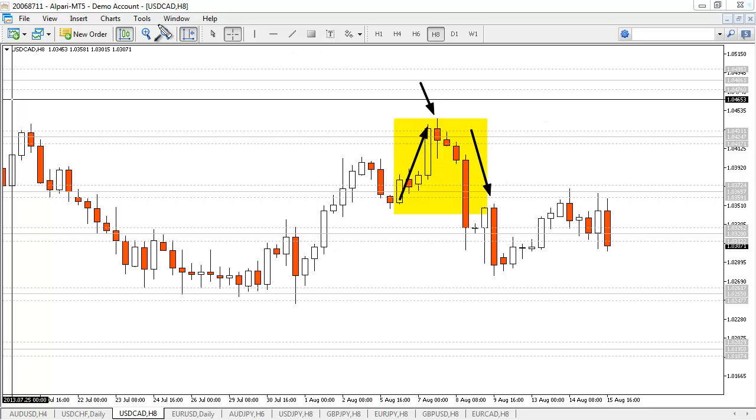So when sellers make a new low, that confirms they've taken control of the market, and that's where they made a new low in this case. And that's why I usually use the high or low of the indecision candle.